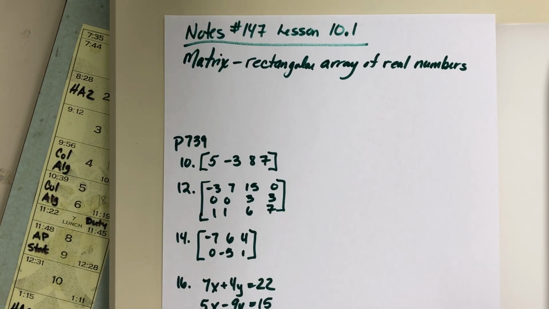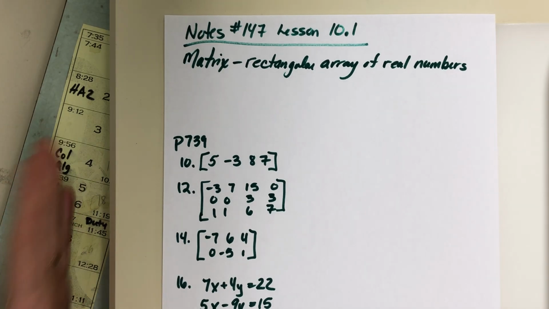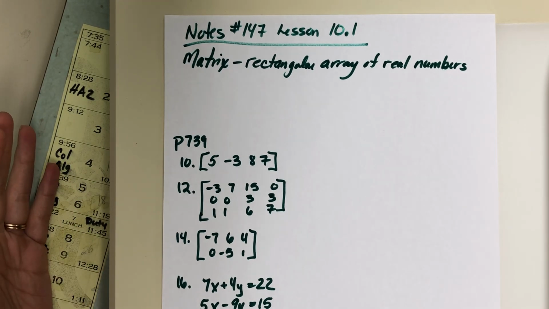Hi, this is lesson 10.1. We're going to talk today about matrices. A matrix is a rectangular array of real numbers. Remember, it has to be a rectangle. You're not going to have a matrix that has missing terms in it. So always remember it's rectangular.